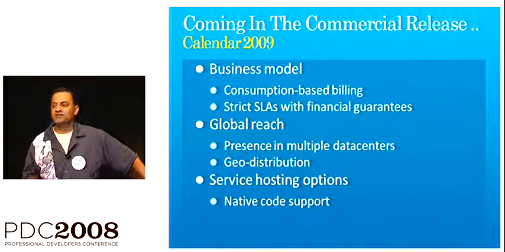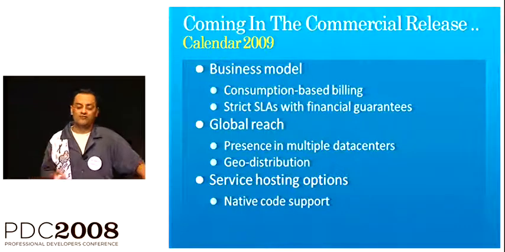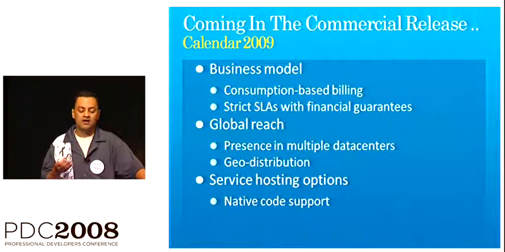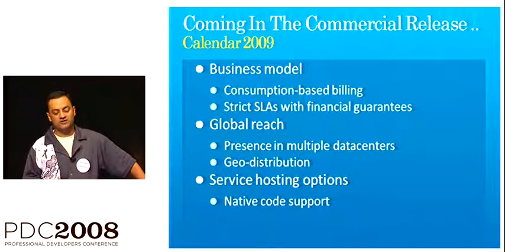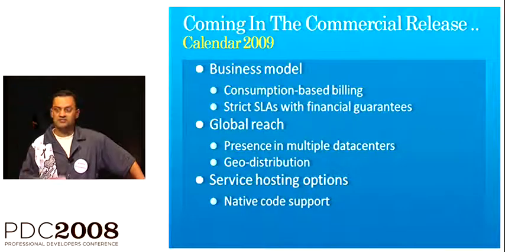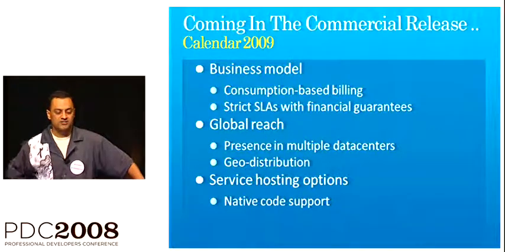We'll be in many different data centers. We'll have geo-distribution, both for your computation and for your data. So you'll be able to choose where you want your data to reside, where you want your service to run, et cetera. And in terms of service hosting, we will support native code. We actually run native code today, every day, in production in our data centers. It's just we're doing this in a staged fashion. And you will have more complex service models.